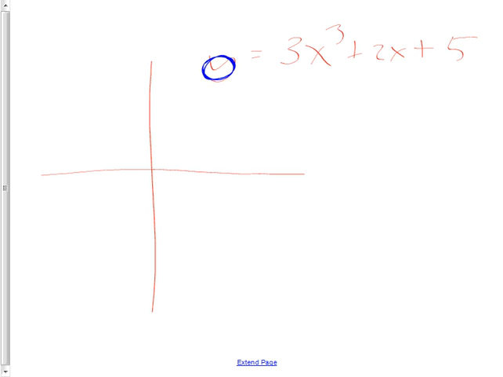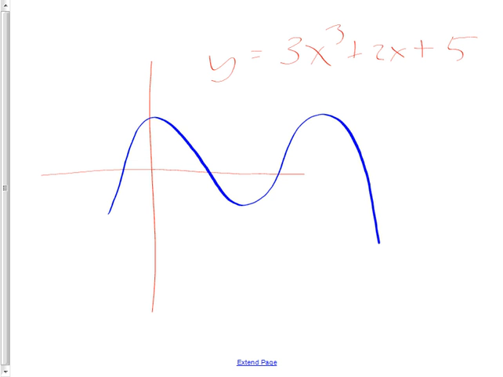All right, so I want to know, I'm going to draw a picture, and I'm going to ask you, is that possibly the graph of this equation? Now prove it.